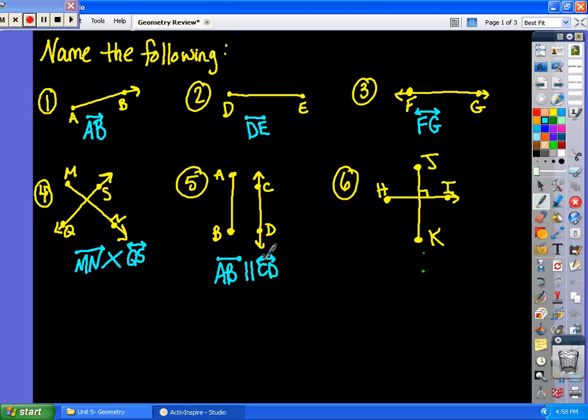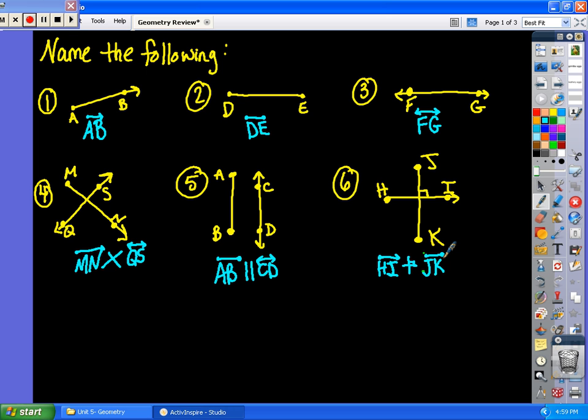For number 6, these lines, yes, they're intersecting because they're crossing, but they're also perpendicular because they're crossing at a 90-degree angle. We've got a little box right here that is our indicator of that. So for these, we have ray HI, and when they're perpendicular, we're just going to draw a perpendicular mark, and I always like to do my little box there so we realize that's a perpendicular sign to line segment JK. Okay, so that is how we name lines, segments, rays, intersecting lines, parallel lines, and perpendicular lines.